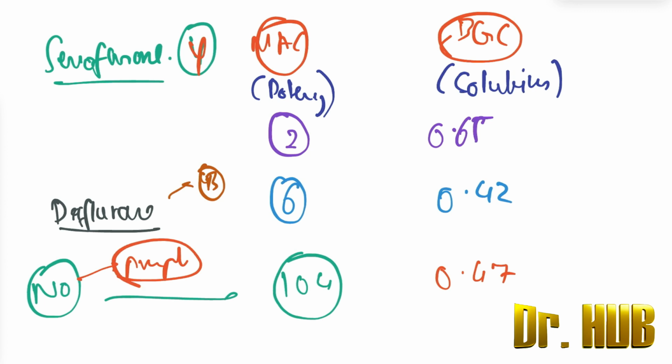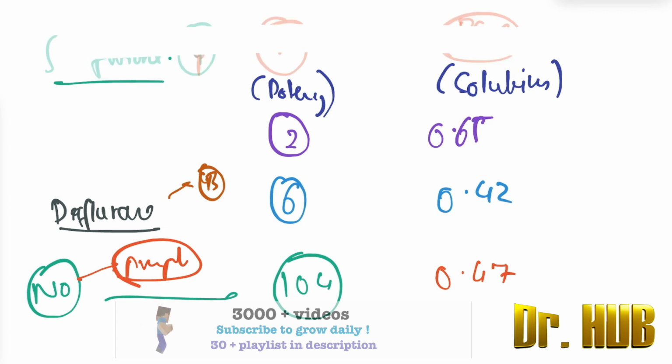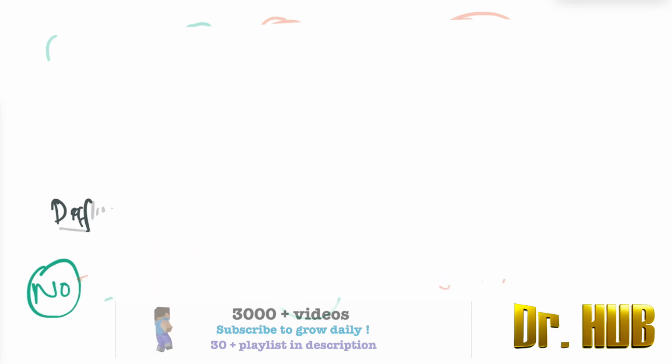Now what we need to know is that the MAC is an indicator of the potency. The lower the MAC, the higher the potency. If the MAC is the least, the potency will be the maximum. The MAC in case of nitrous oxide is maximum, so the potency will be less. Whereas in case of halothane, the MAC is low, so the potency will be the maximum.